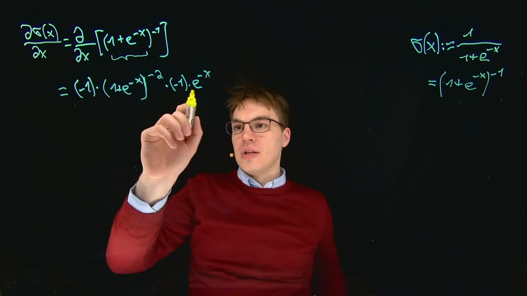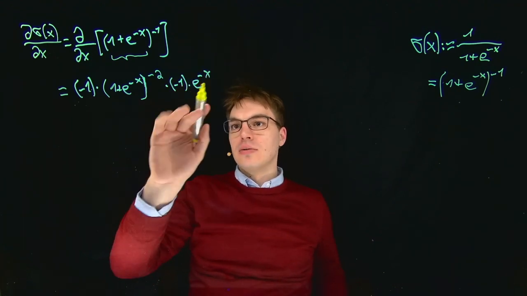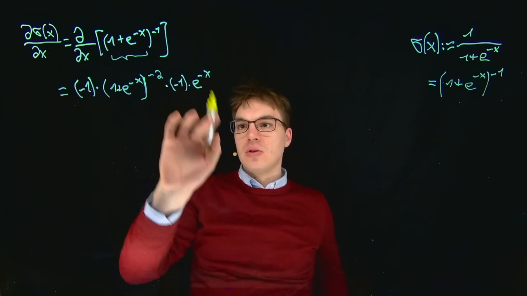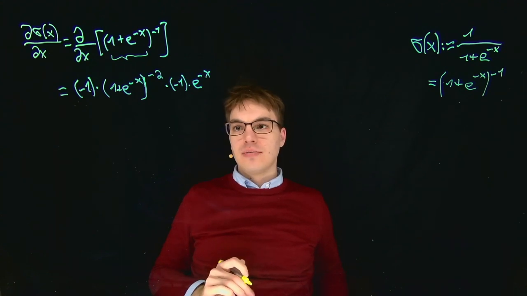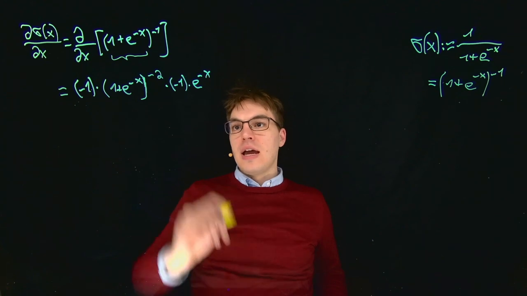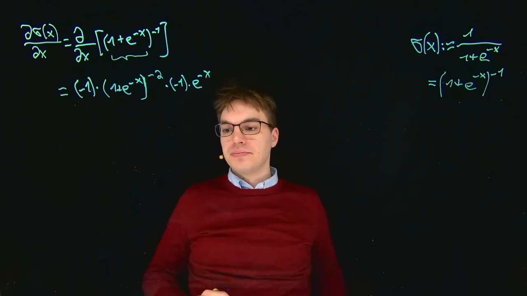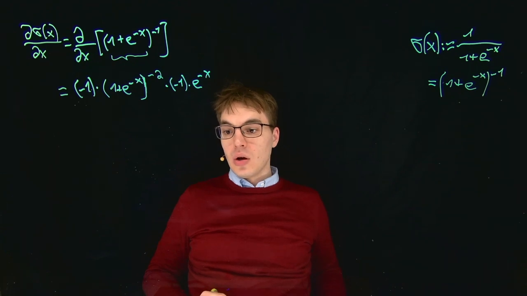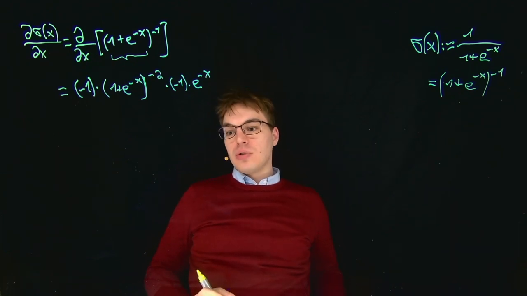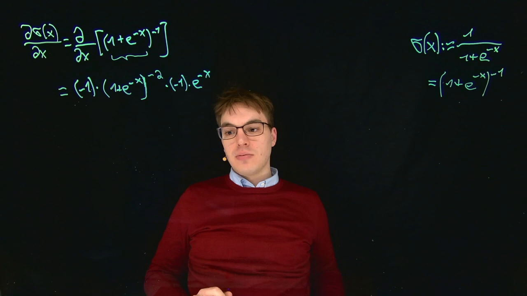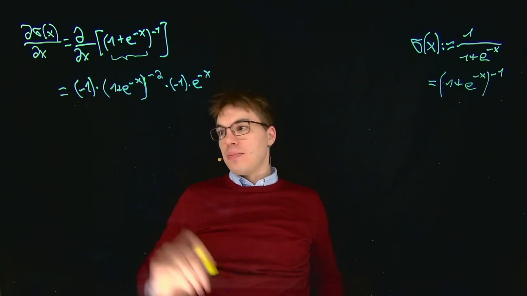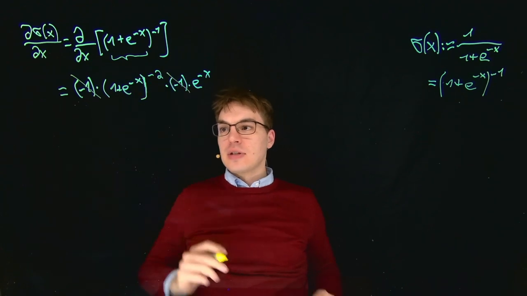And this is again just the chain rule. So e to the power of y derived by y is just e to the power of y again. And the derivative of this minus x is minus one. Okay, now the question is, how do we get to that nice looking property that we want to achieve? And basically this cancels out at first.